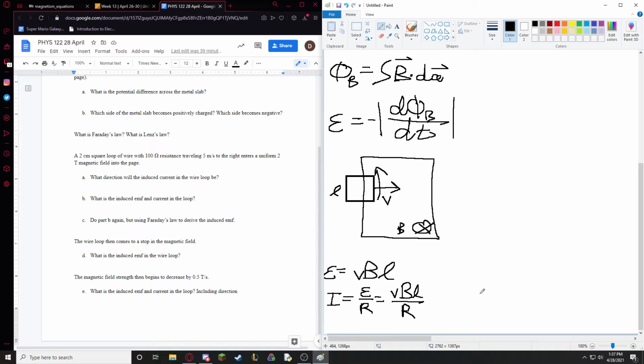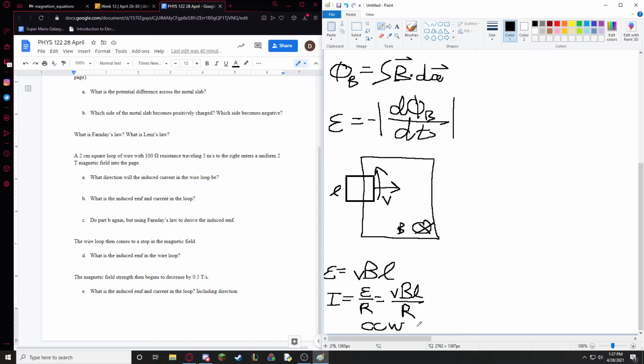Exactly. So right hand rule, pointer finger to the right, middle finger into the page, thumb pointing upward. That is the force on positive charges. Positive charges get pushed upward, and then up and around the loop. Counterclockwise.